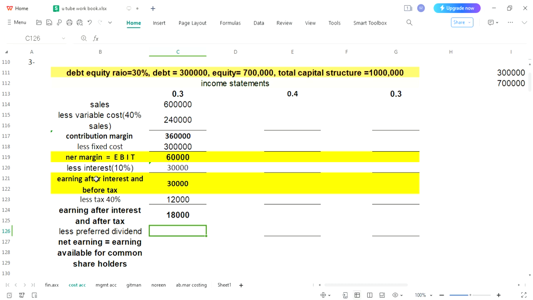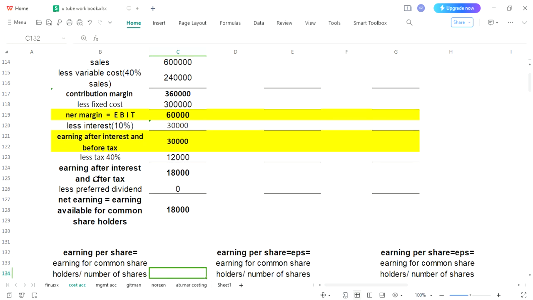Since no preferred dividend is present in our question, earning available for common shareholders is very simple. We will subtract preferred dividend from previous earning. 18,000 previous earning, preferred dividend null. So we have got 18,000 earning available for common shareholders.